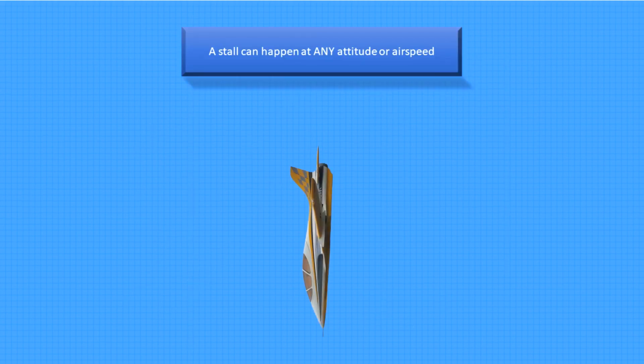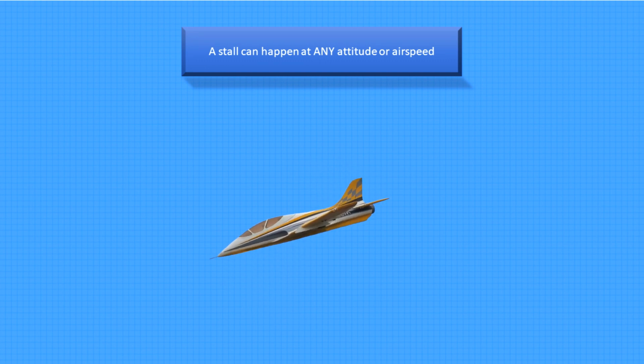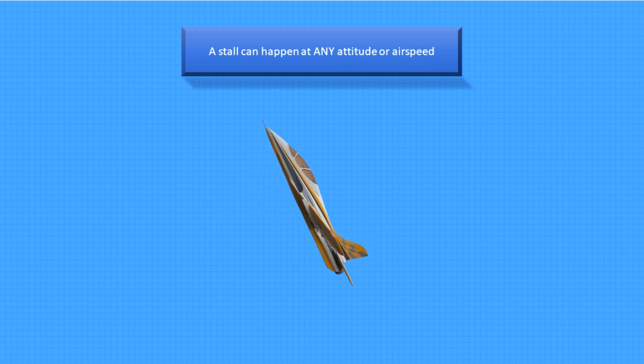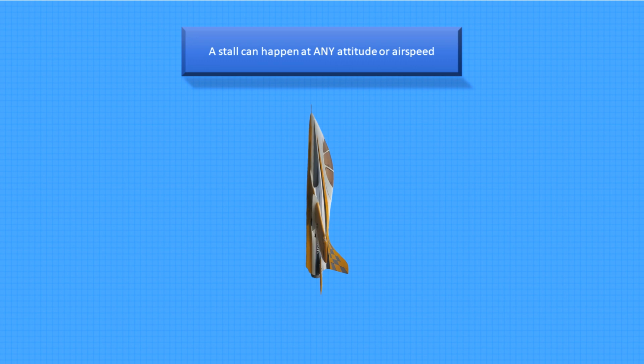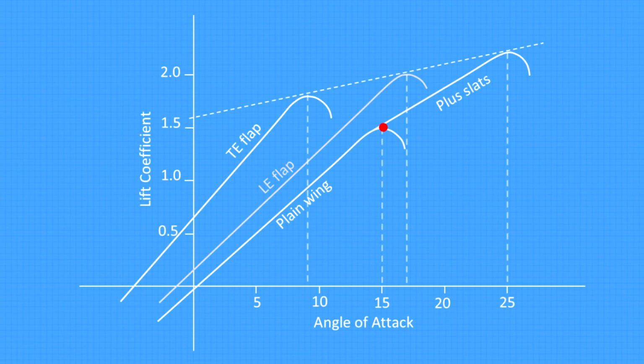The key point to remember is that stalls can happen at any attitude or airspeed. A plane could be in a high-speed dive, pulling out of a dive, flying straight and level, pulling up from a high-speed pass, in slow flight with nose high, rocketing straight up, or in a high-speed turn. AOA is the only factor that determines when a stall will occur.